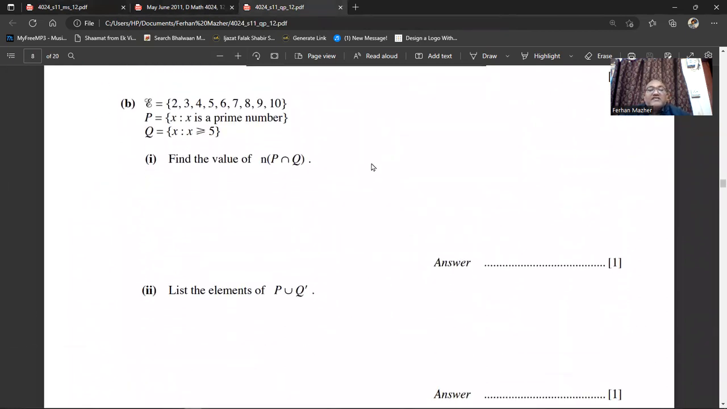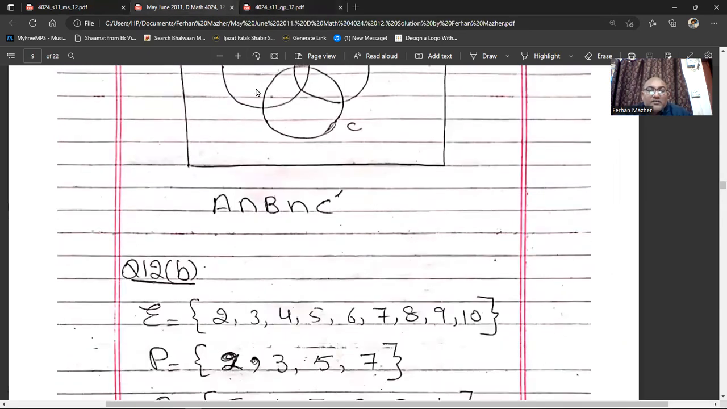Then the next part, a universal set is given, which is 2, 3, 4, 5, 6, 7, 8, 9, 10. P is the set of prime numbers. Q is the set of numbers greater than or equal to 5. Find how many members are in P intersection Q.